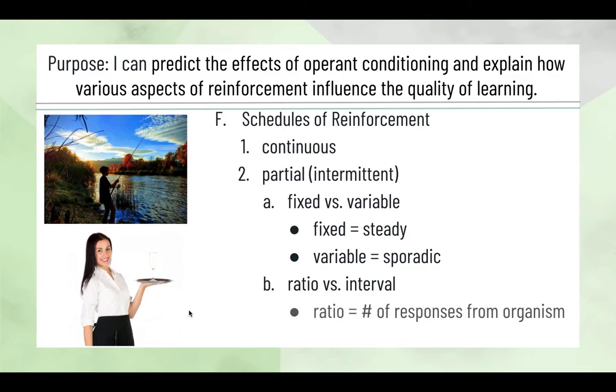We also then are going to have ratio versus interval. So ratio is going to be the number of responses from an organism. That means that the organism actually has to do something. If we look at Skinner's operant conditioning, the rat actually has to push the bar in order to get the food. If we're training a dog, the dog actually has to sit in order to get the treat. The organism physically has to do something, whereas with interval it is time. So it's less control of the organism and more just about waiting.